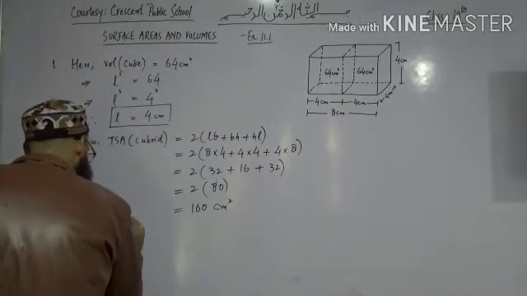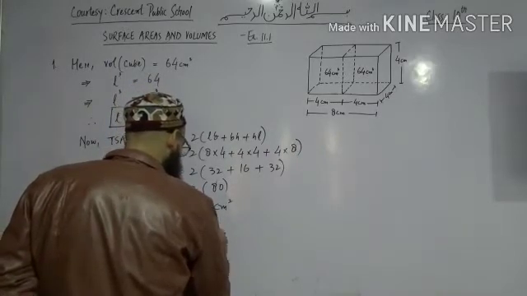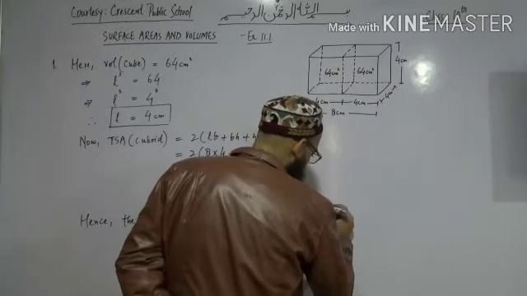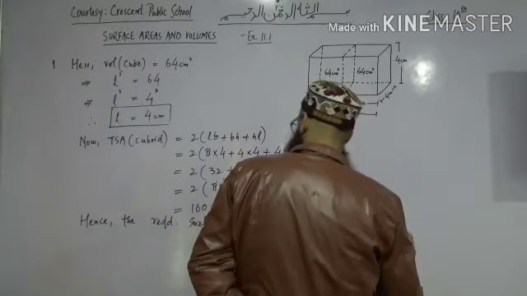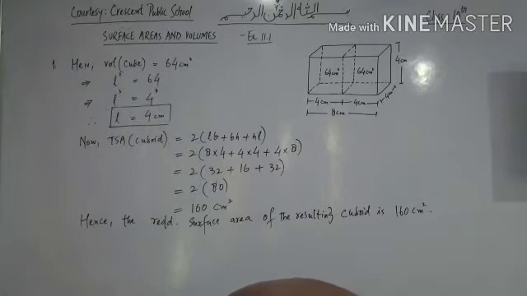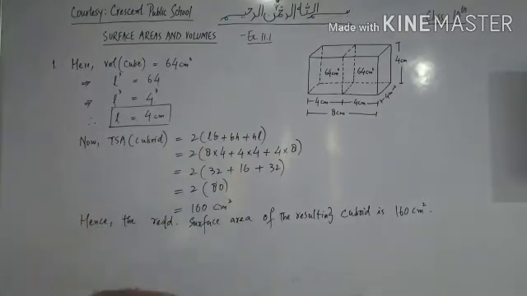Hence the required total surface area of the resulting cuboid is 160 square centimeter, and that's your answer. Make a note. Now let's have the next question.